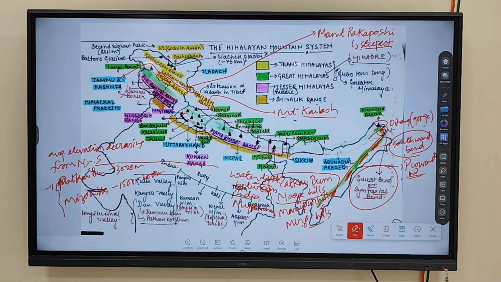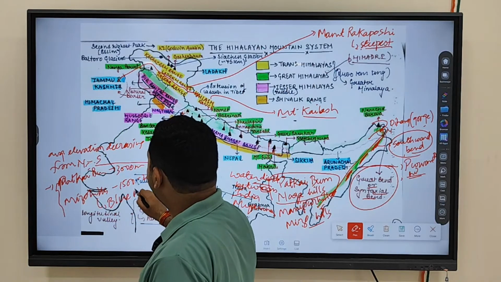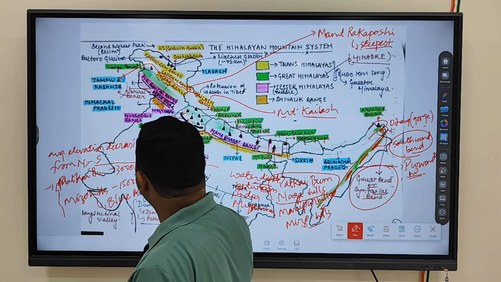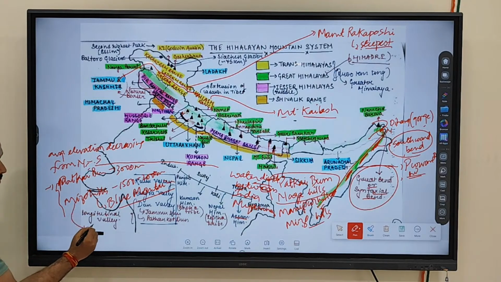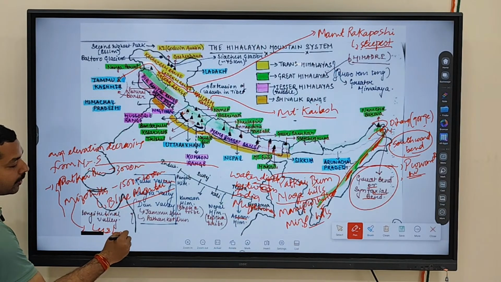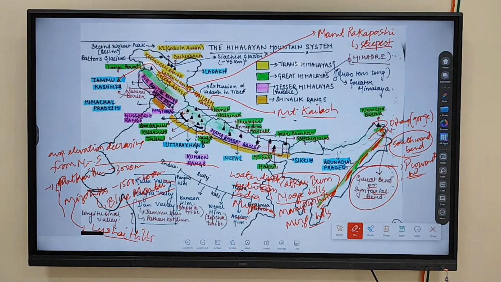Clear? The highest peak of the Mizo hills is called Blue Mountain. The Mizo hills were earlier known as Lusai hills also. So in some books you may find the name mentioned as Lusai hills. The Mizo hills are also referred to as which type of hills? Lusai hills. Fine.